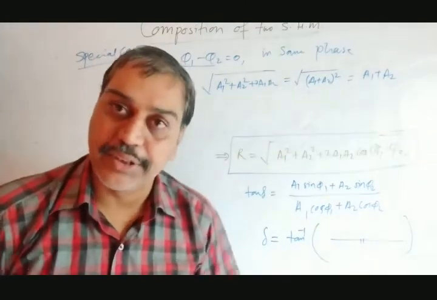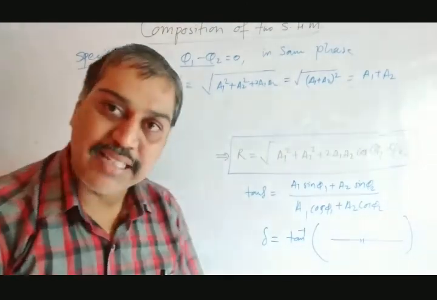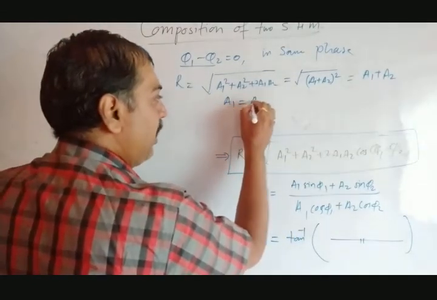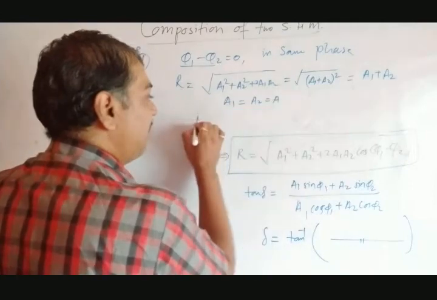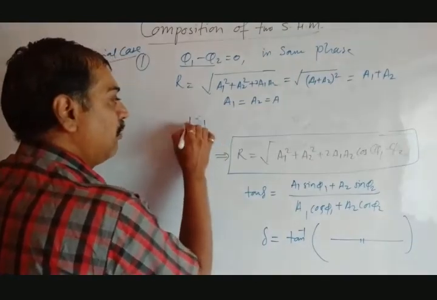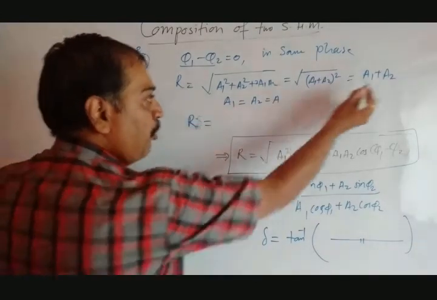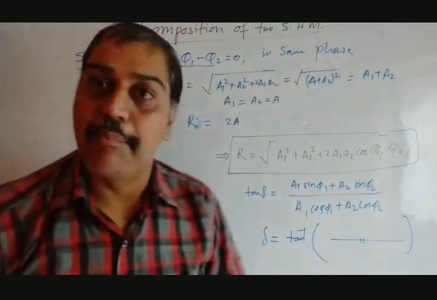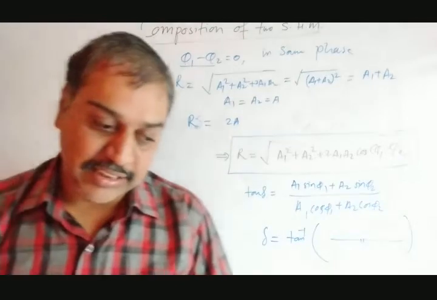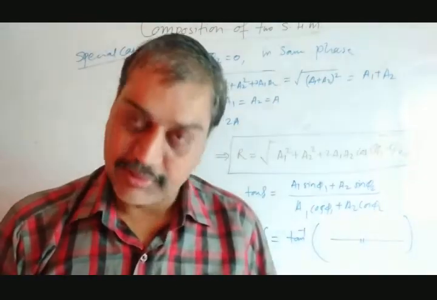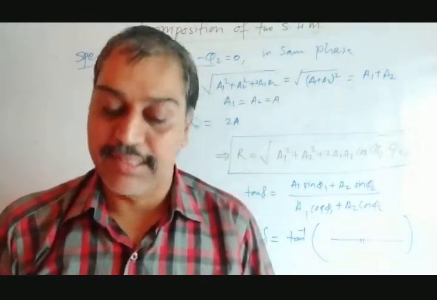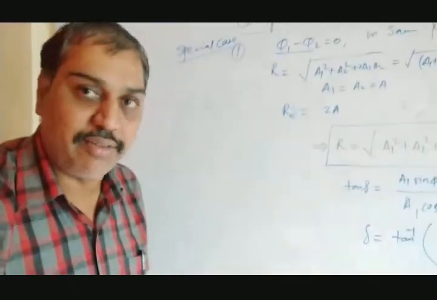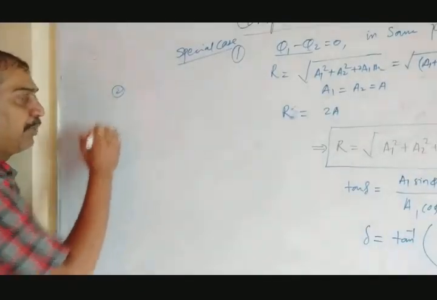Now in this situation, suppose both waves have the same amplitude, a1 equal to a2 equal to a. What is R in our case? Put it here: a plus a, twice a, is the resultant amplitude for such a type of motion. That is the first special case. Let's go for the second special case. I will write down the second special case somewhere here.